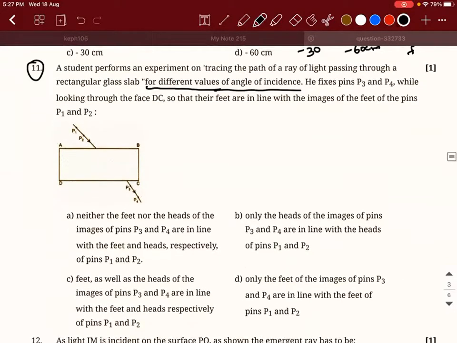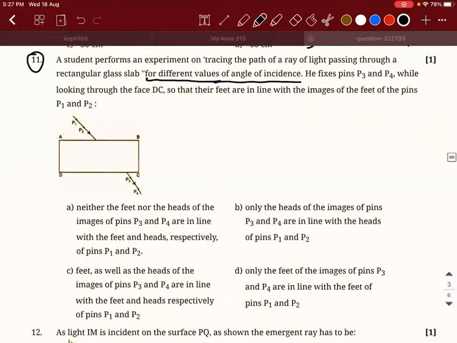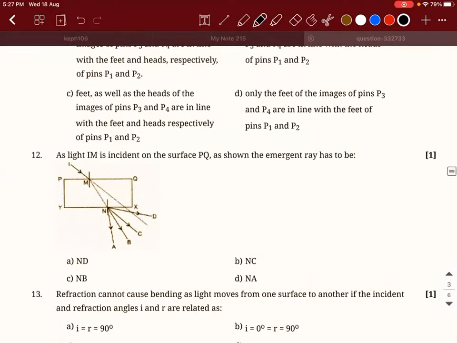Okay. This is actually a practical based question. You will not be able to solve it unless you did the experiment. Okay. We can forget this. Don't worry about it. 12th one you can do.